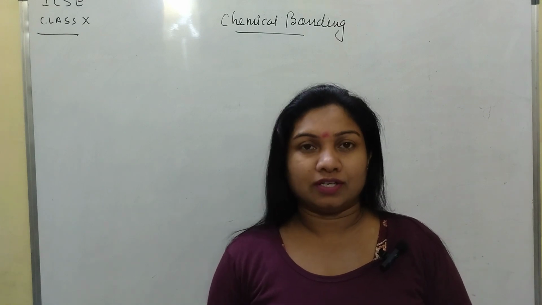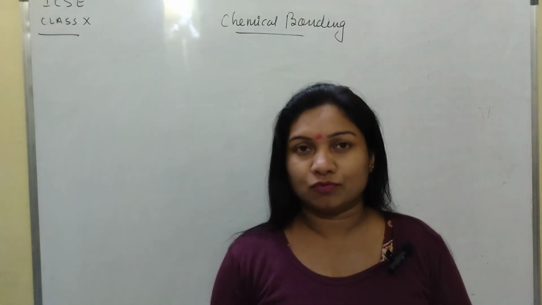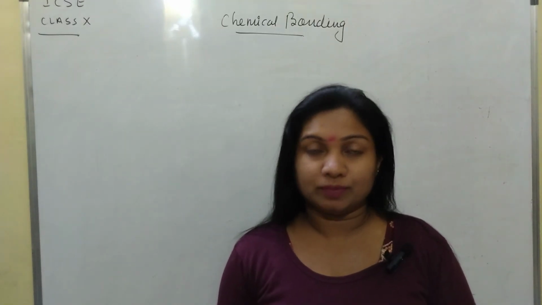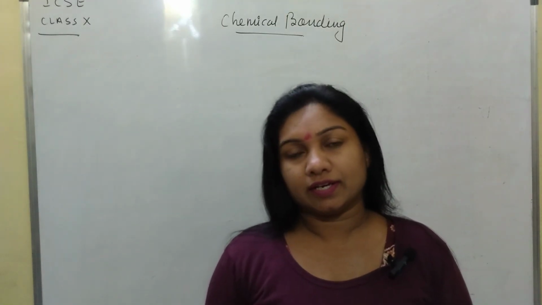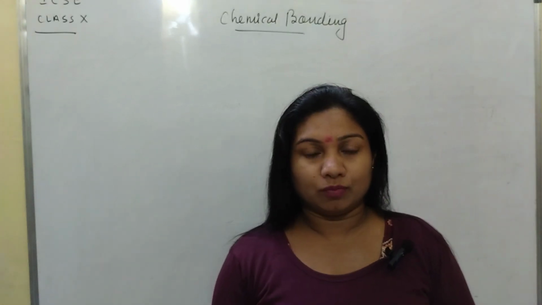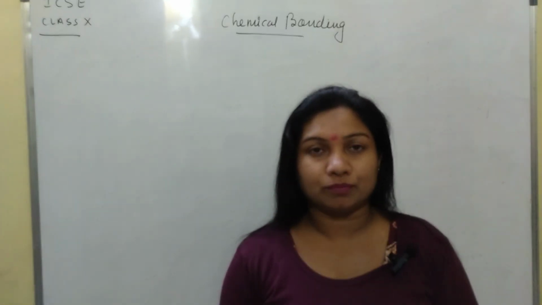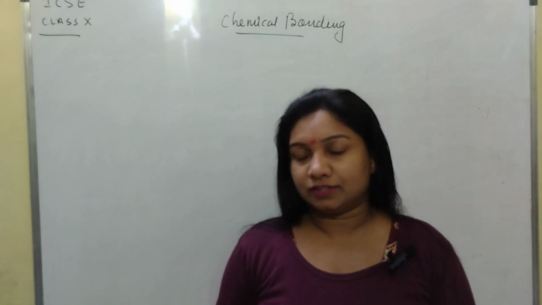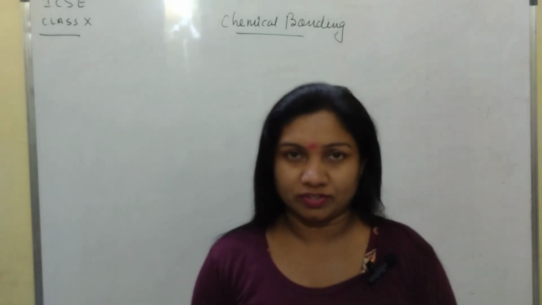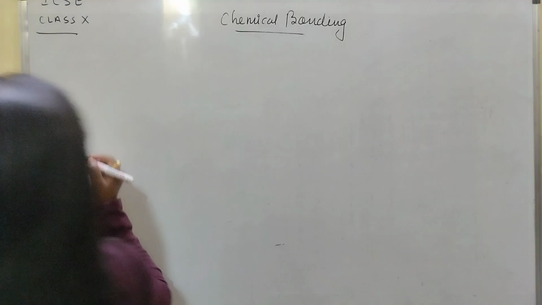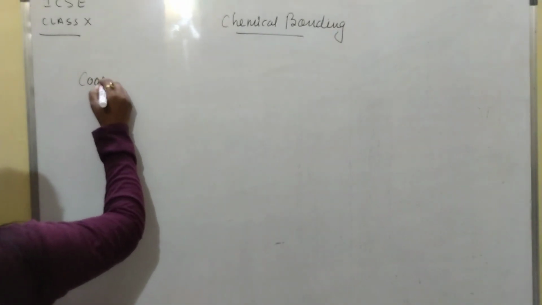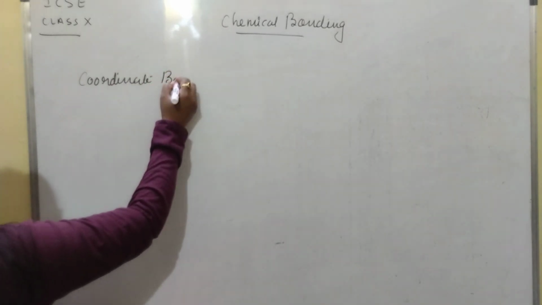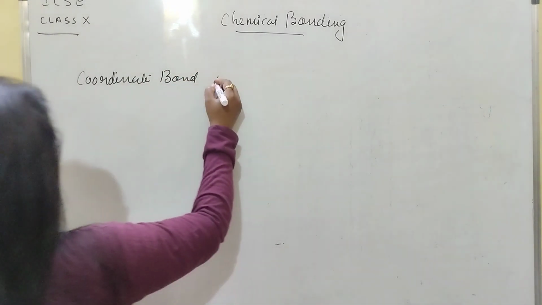Today we have to study coordinate bond, and this is the fourth video. Three videos we have already completed, in which we have covered electrovalent bond, covalent bond, and structure of covalent bond. And this is the fourth and the last video, and here today we are going to study about the coordinate bonds. Coordinate bond is also called dative bond.